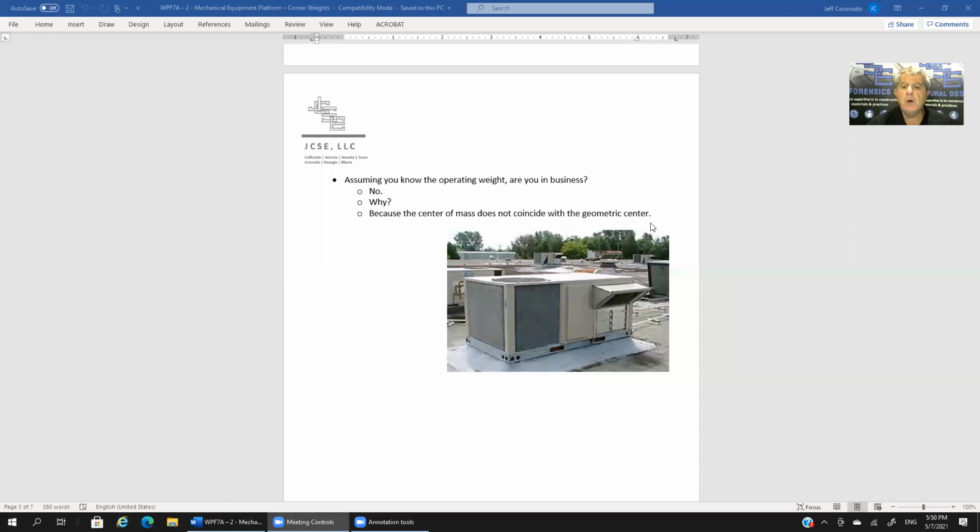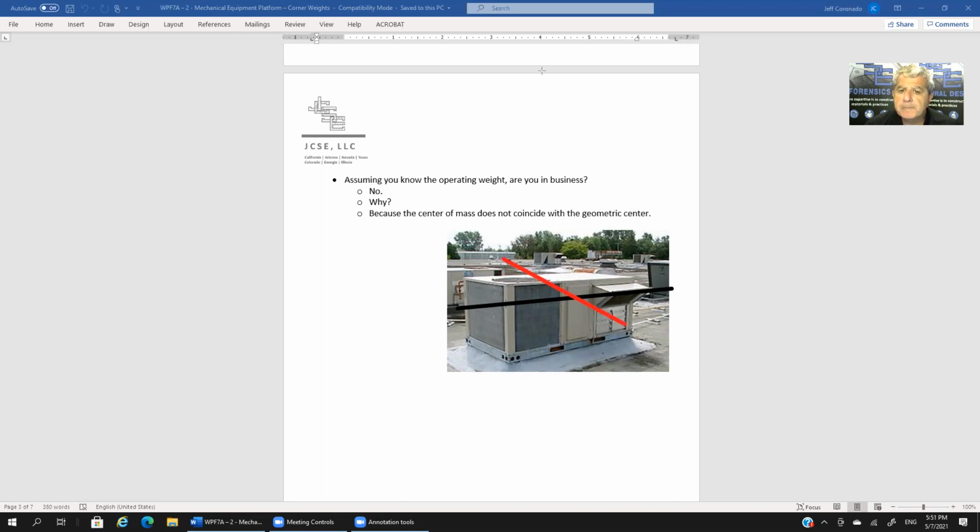Now, once we know that operating weight, are we done? Is that all we need to know? No, the answer is no. And why is that? Because we have to get back into center of mass. Remember good old center of mass? If we look at, let's say, the longitudinal axis of the unit, I'm showing that in black. In red, I'm going to show the transverse axis of the unit.